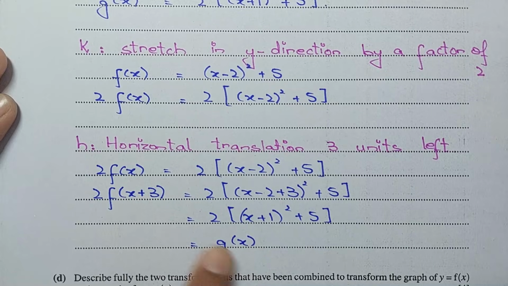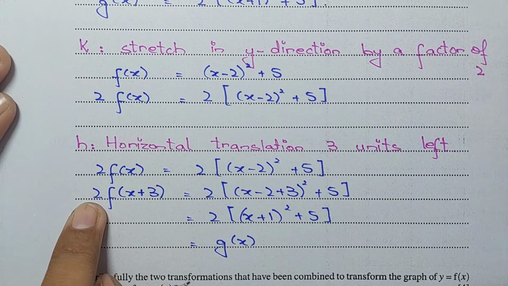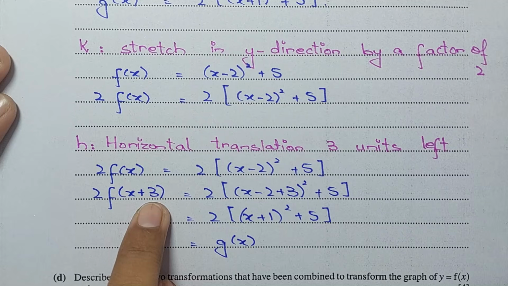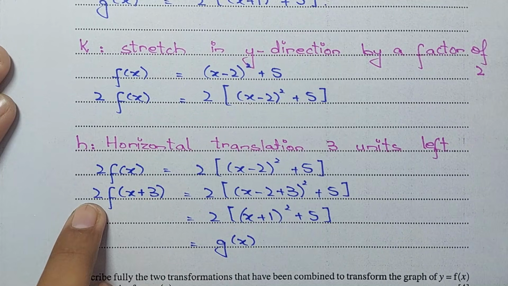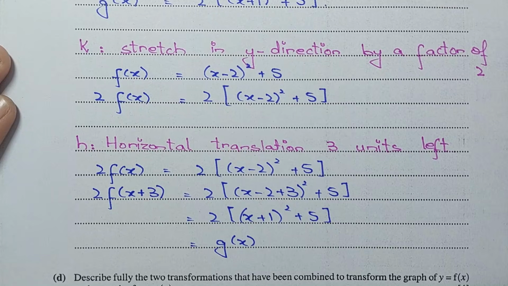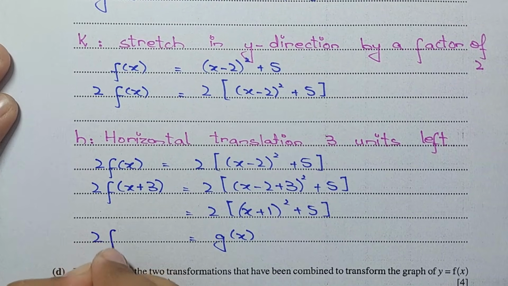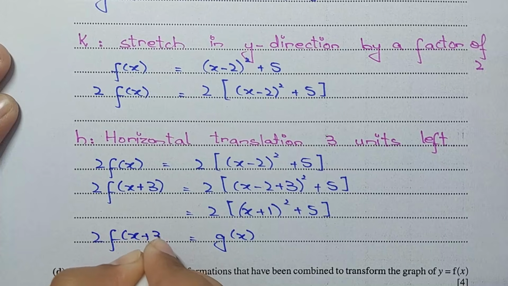So which two transformations do we have to apply? We have to apply a stretch in y direction by a factor of 2 and horizontal translation 3 units left. So the k value is 2 and the h value is 3. So we can write this down as 2 f of x plus 3.